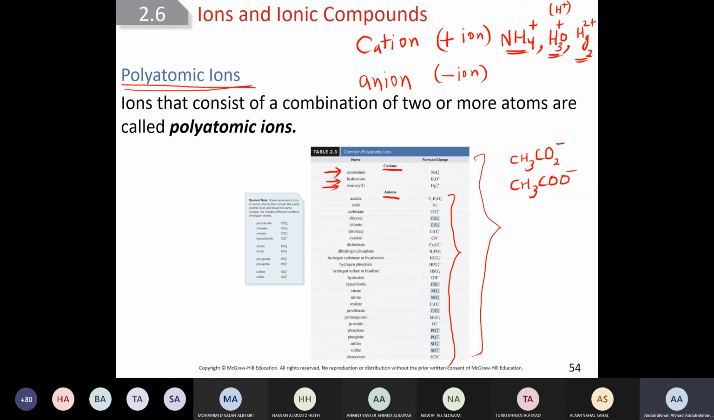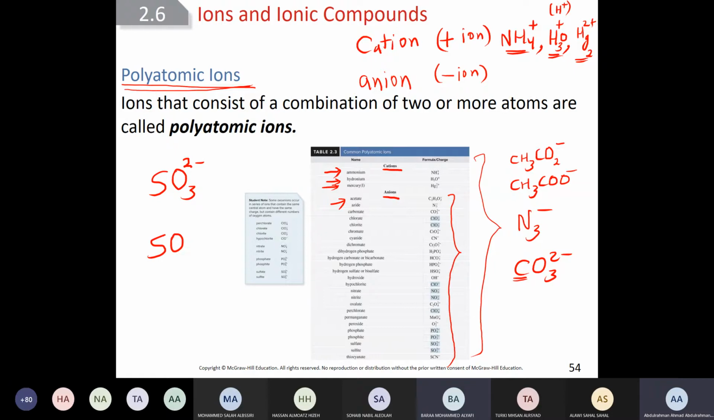What's the name of the first one? Acetate. What's the name of this one? Azide. What's the name of this one? Carbonate. Of course, you know this is carbon, so it's easy to memorize. So I want you to now go to, how about this one? Chloride. Sulfite.